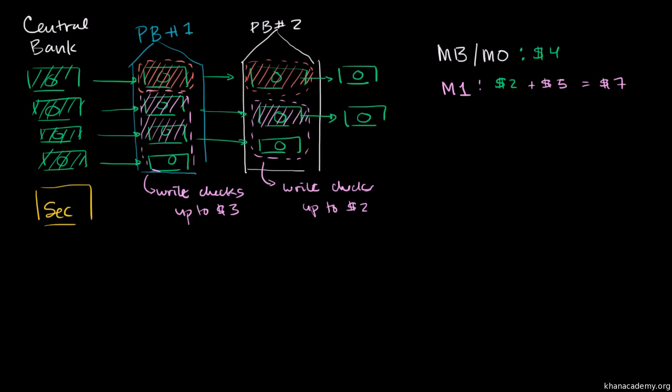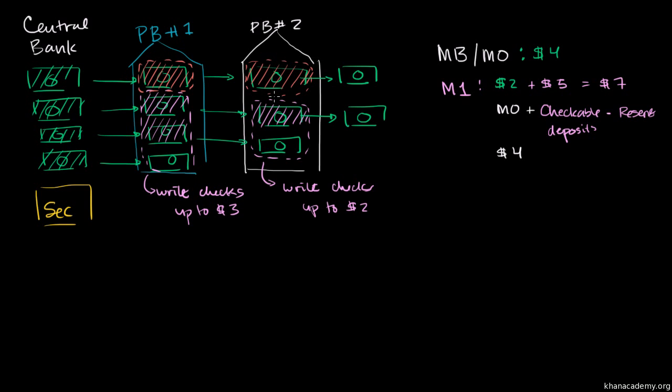Another way you could view it is as M0 plus checkable deposits. But if you do that, you are now double counting, because some of the M0 is reserves in the checkable deposits. Or you could say some of the checkable deposits is held as reserves for M0. So then you would have to subtract out the bank reserves. And so then you would get, M0 is $4. The checkable deposits is $5.